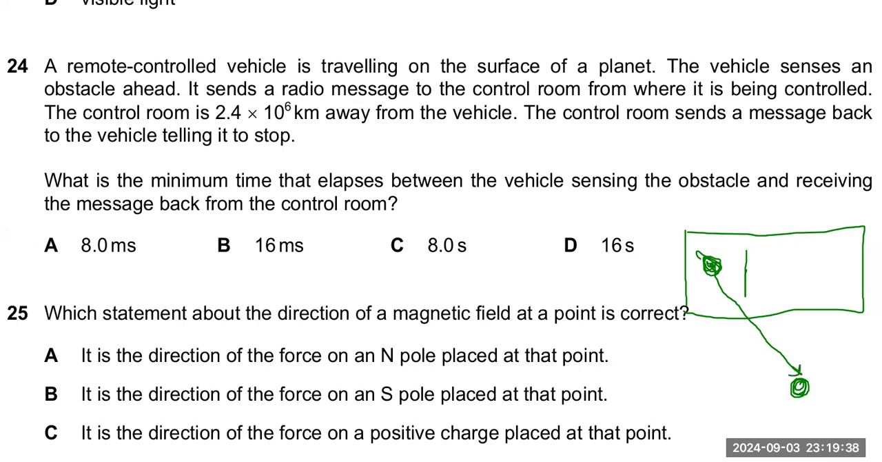The control room, on receiving this message, sends back a message to the remote control vehicle that it must stop at its position. The distance from that remote control vehicle to the station is 2.4 × 10^6 kilometers. It means first, the distance is covered by the signal two times. First, when the remote control vehicle sends a message to the control room, then the control room sends a message back to the remote control vehicle.